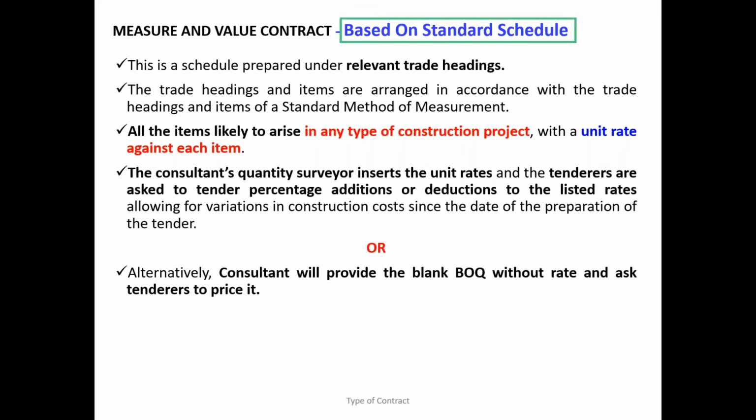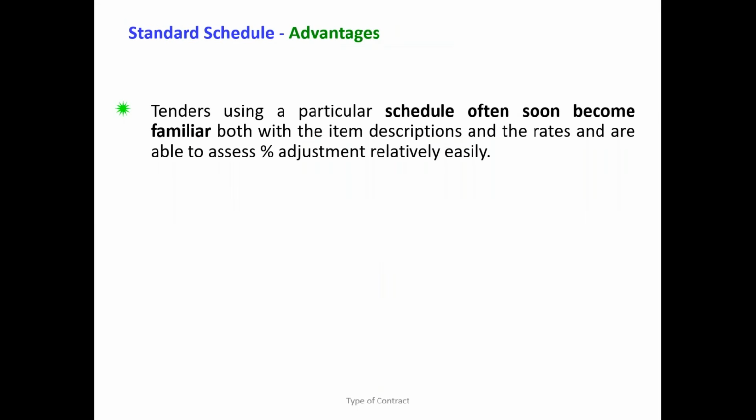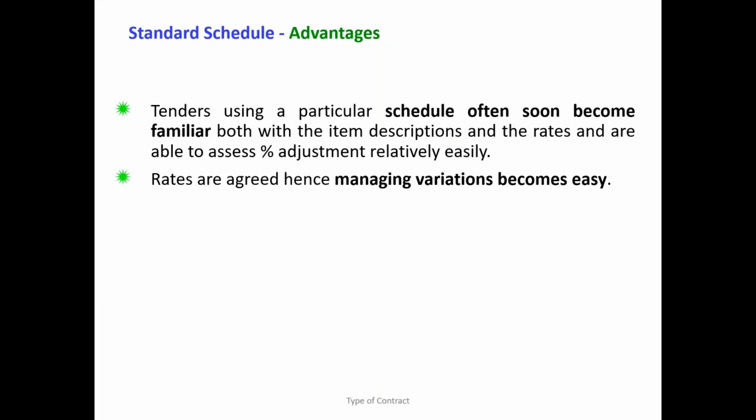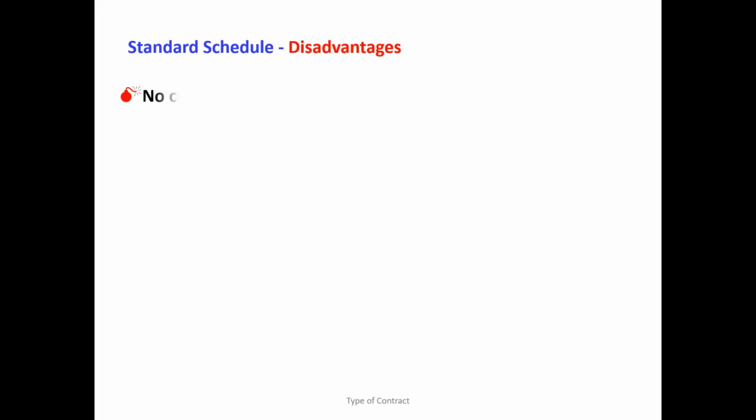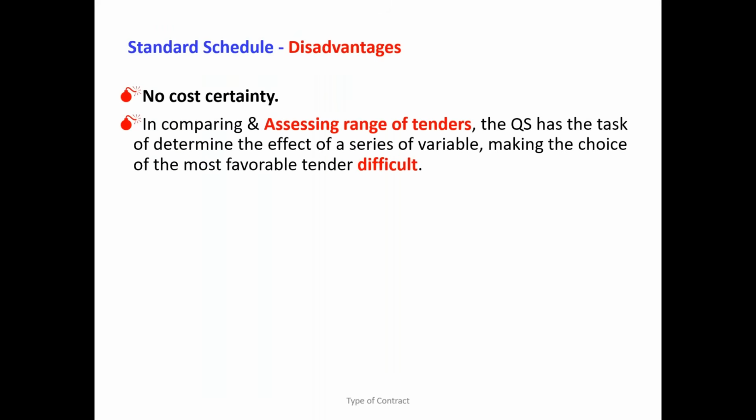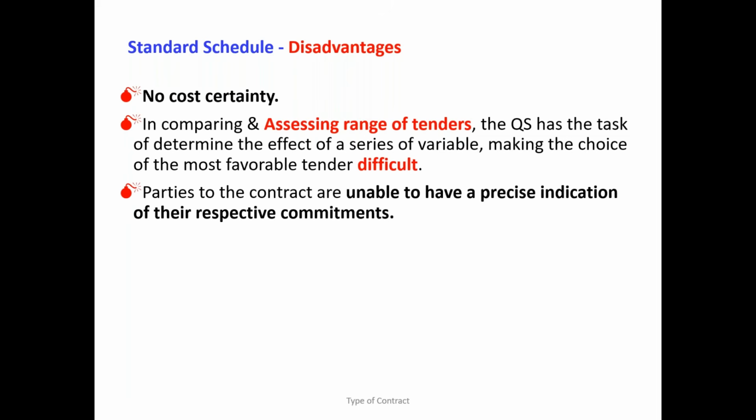So these are the measure and value contracts based on the standard schedule and how you price. When it comes to the advantage, yes, it's a longer list and you become familiar, and variation is not a big deal. All the rates are there, no need to negotiate. But when it comes to the disadvantage, no cost certainty, right? Tender evaluation will be much longer because there are so many items.